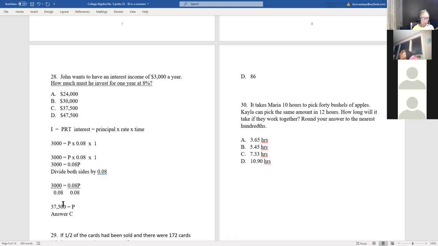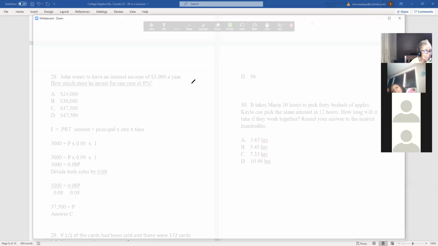How do you get 37,500? If you divide 3,000, you want to do it the long way? Yeah. What's the short way? The calculator. Okay, let's do this. 3,000. We're going to do it the long way.